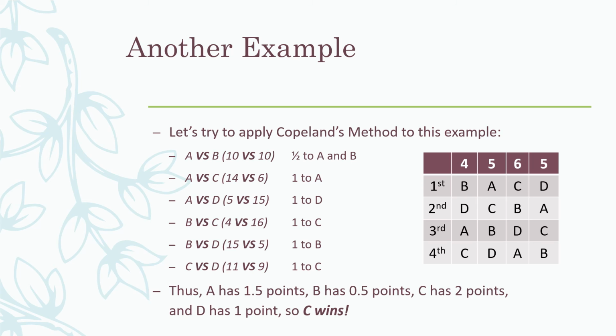So specifically in this exact example, A comes out with 1.5 points, B has 0.5 points, C has 2 points, and D has 1 point. So, turns out, C wins. How great is that? And, well, that's Copeland's method.